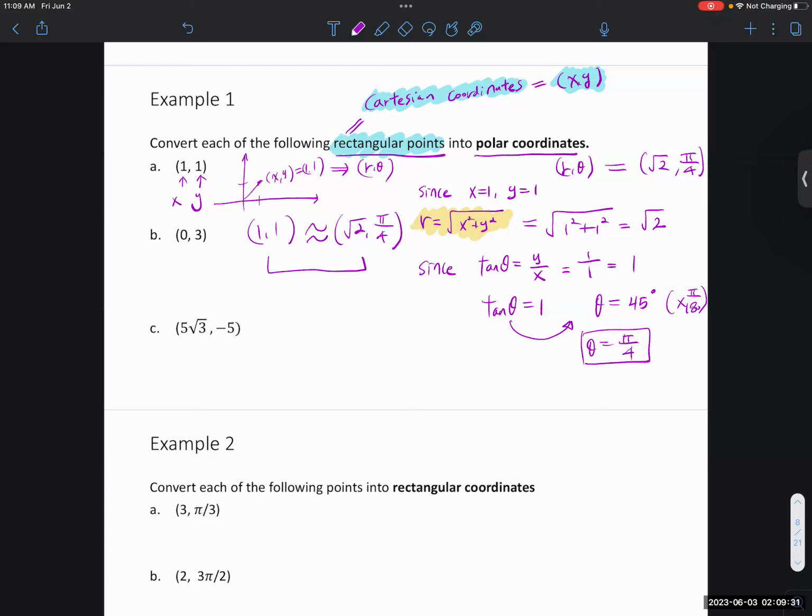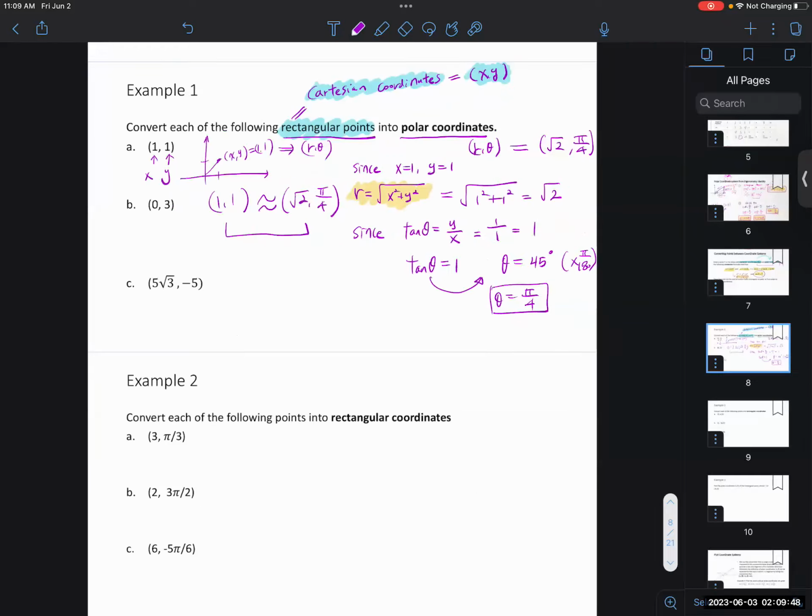Does it make sense to you? It's not really a complicated concept. It's a very understandable topic because we are using all the previous knowledge from trigonometry. Okay, so take a look at it. That's how you convert. We're going to practice a couple more.